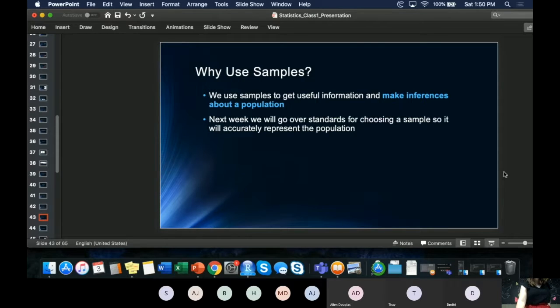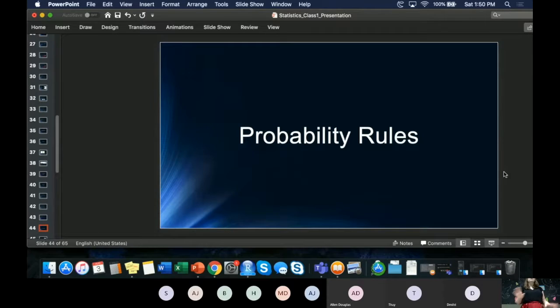Yeah. And I already explained this: we use samples to make conclusions about the entire group of people you're looking at. So we'll learn more about this.